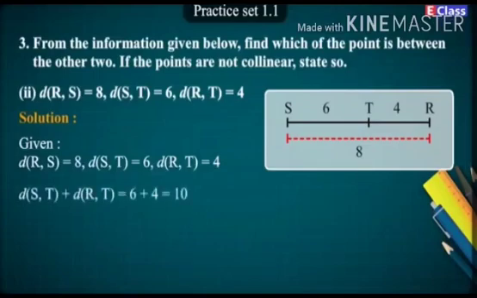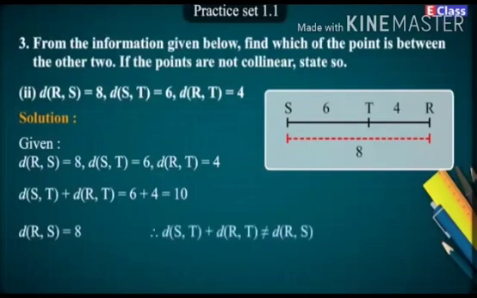Distance of ST plus distance of RT is equal to 6 plus 4, which is equal to 10. Distance of RS is equal to 8. Therefore, distance of ST plus distance of RT is not equal to distance of RS. Therefore, points R, S and T are not collinear.